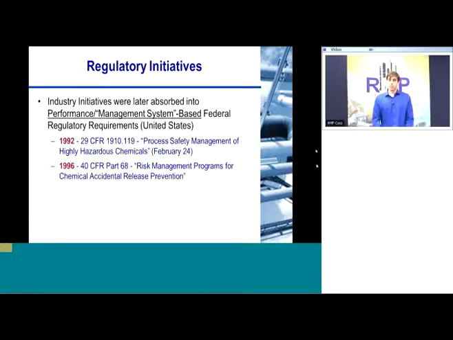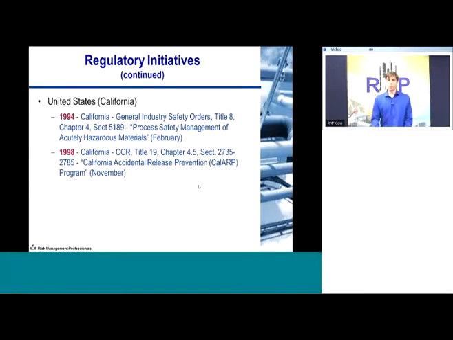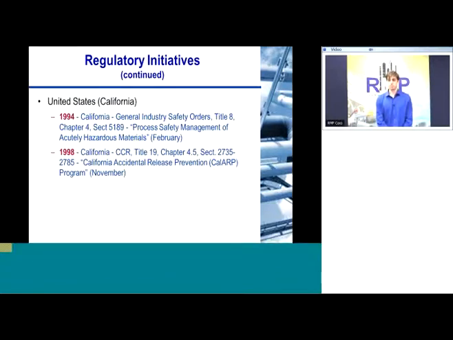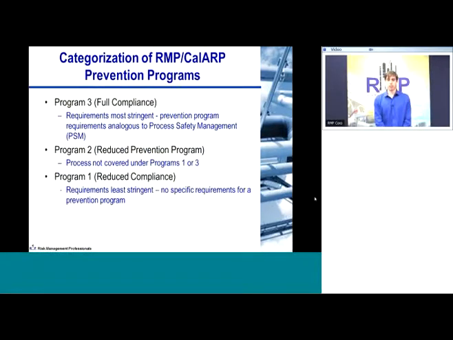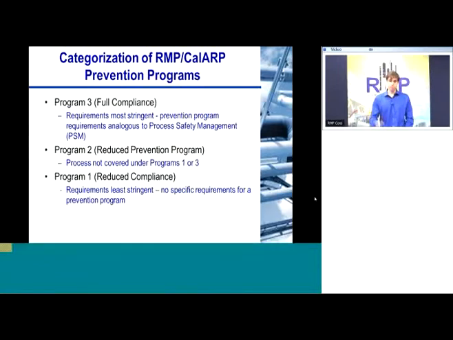So specifically for RMP and CalARP, the safety process is broken down into several different program levels. Program 3, full compliance, is the most stringent requirements. And so the regulations mandate specific prevention program elements. There's Program 2, which is reduced compliance, and that includes some less stringent results, but it still dictates certain prevention program elements. Program 1 is the least, reduced compliance, I guess you would say, and it does not specify specific requirements for prevention program elements.